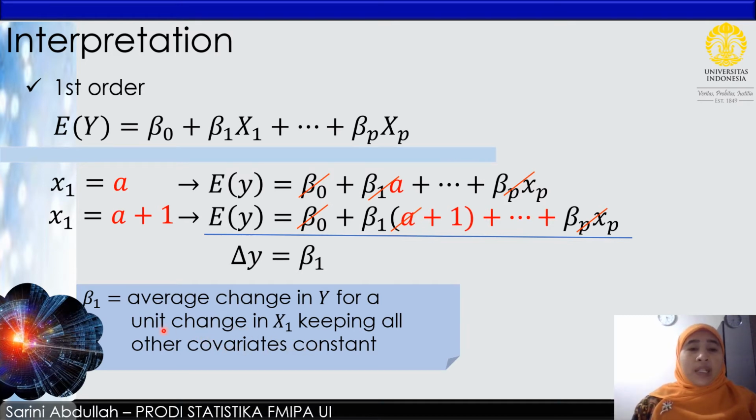Similar interpretation can be given for beta 2, beta 3, all the way to beta p. So let's say beta 3. Beta 3 means the average change in y for a unit change in x3, keeping all other covariates constant.